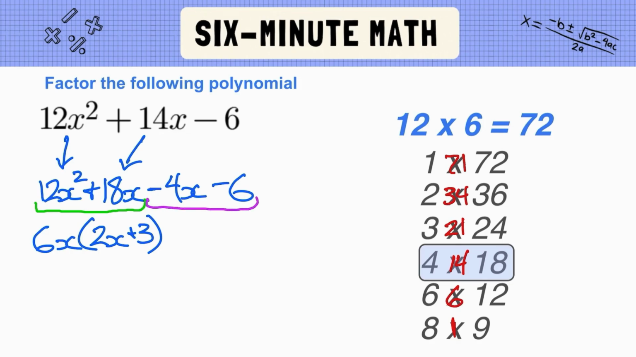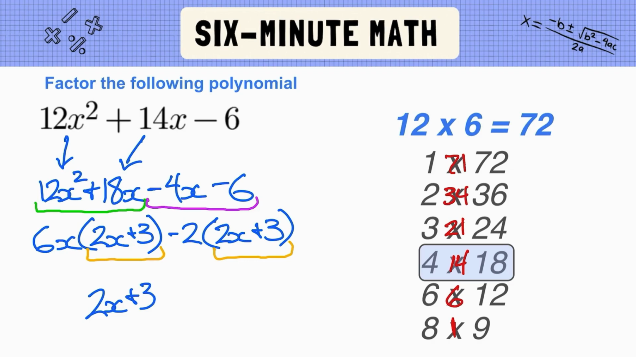Let's check out my second two terms there. What can I factor out? I can factor out a negative 2, leaving me with 2x plus 3, and then I can factor my binomial out from both of those terms. 2x plus 3 becomes my first binomial factor, and 6x minus 2 becomes my second.